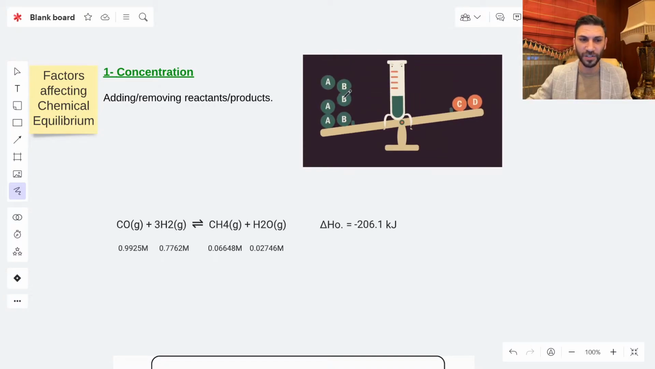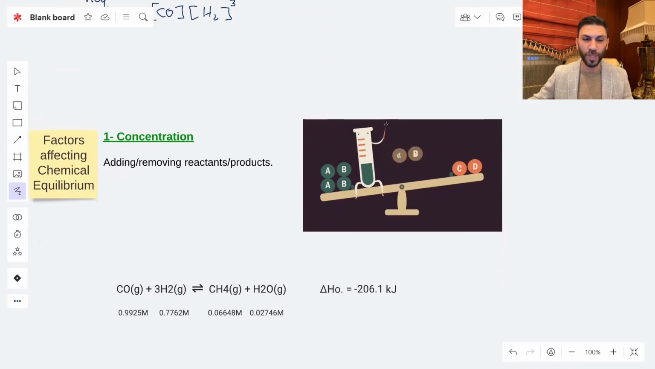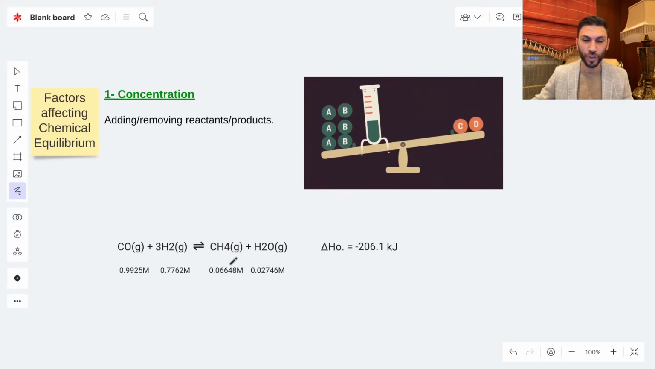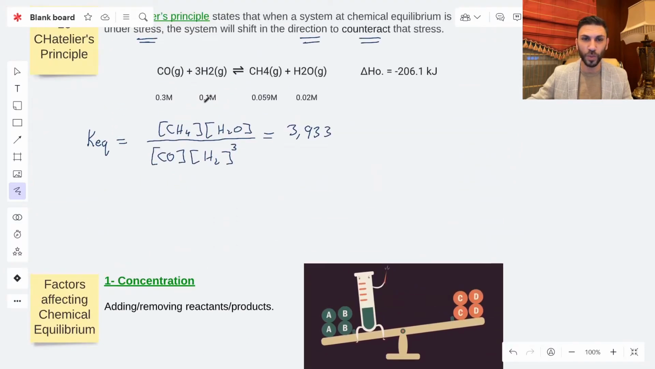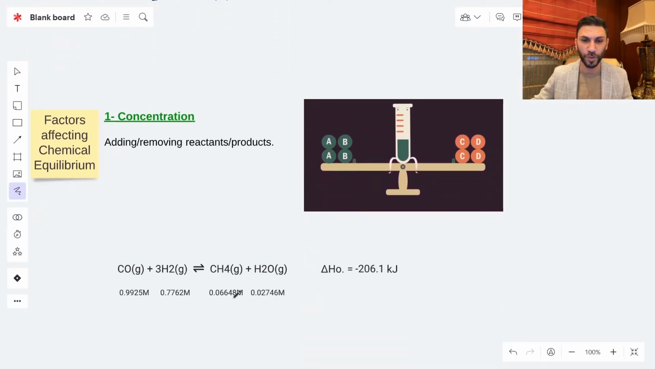If we go back to the same reaction here, if we increase the concentration of the reactants, as you can see, initially it was 0.3, and we made it 0.99.2, as well as increasing the concentration of H2. You will see that the concentration of CH4 also increased, because you are adding more reactant and you are producing more products. As you can see, it was 0.059 and now it's 0.064.